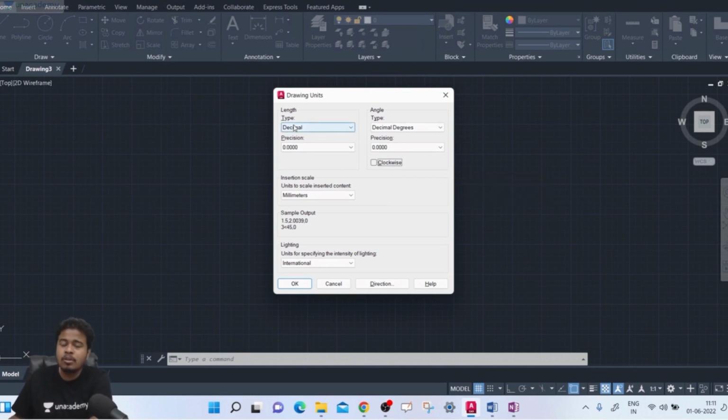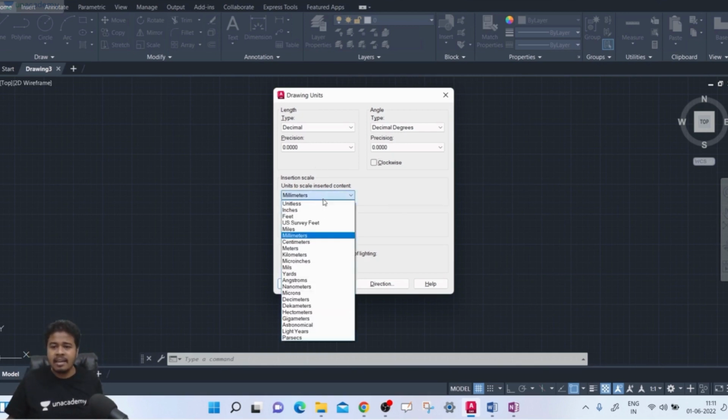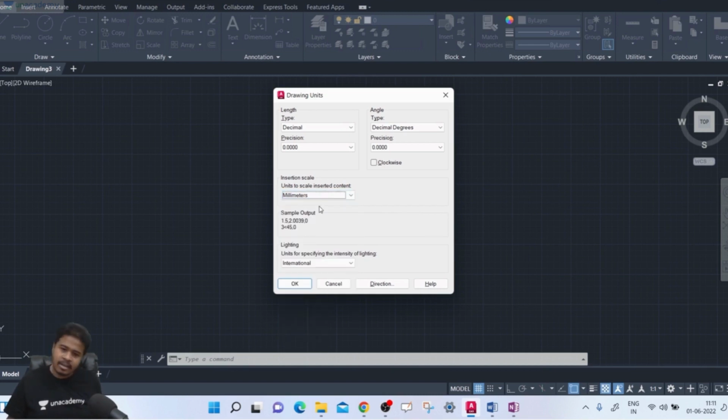I want to use the metric system. That's why the insertion scale. Now, what is this insertion scale? Is there any work? Yes, obviously we have work. In future, I will be going to use the insert menu, insert option, and block, W block, all those things. In that part, I will be explaining about this insertion scale. As of now, set the insertion scale as millimeters. Okay, millimeters. Exactly. Rest, don't do anything.